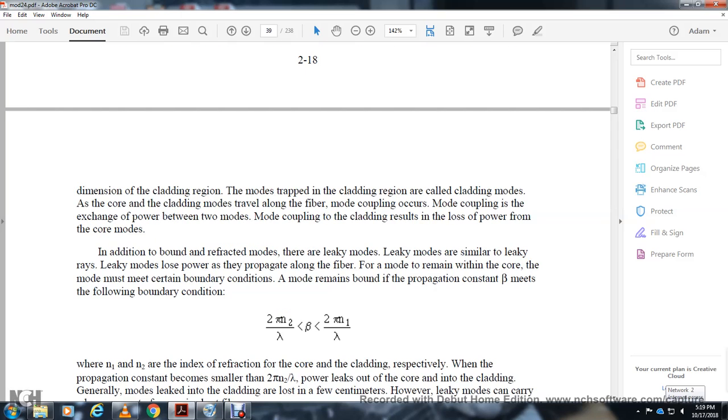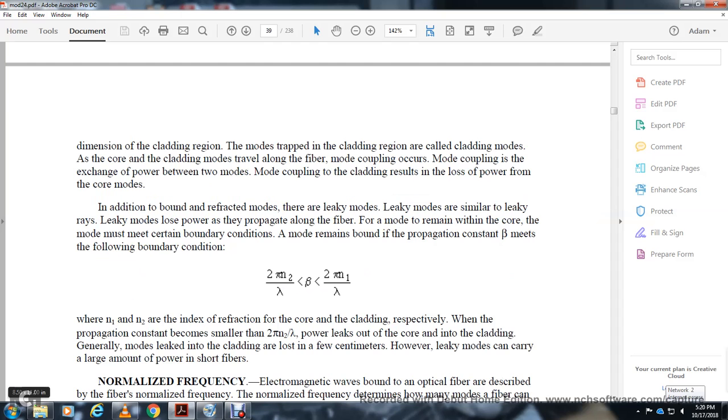The propagation constant is less than 2 times pi times the refraction index number 1 over the wavelength, and greater than 2 times pi times the refraction index number 2 over the wavelength, where refraction indices 1 and 2 are for the core and the cladding respectively. When the propagation constant is smaller than 2 pi n2 over the wavelength, power leaks out of the core into the cladding.